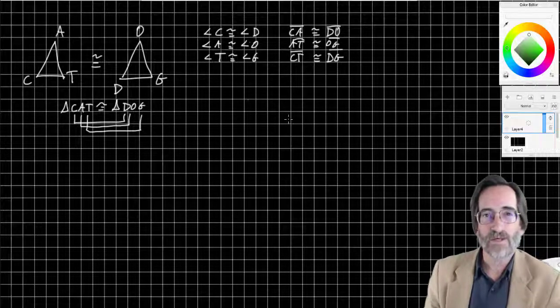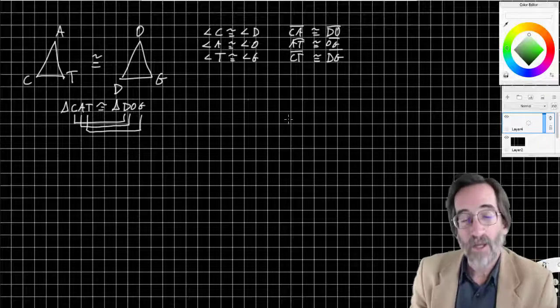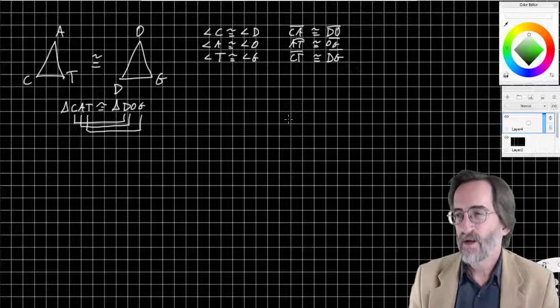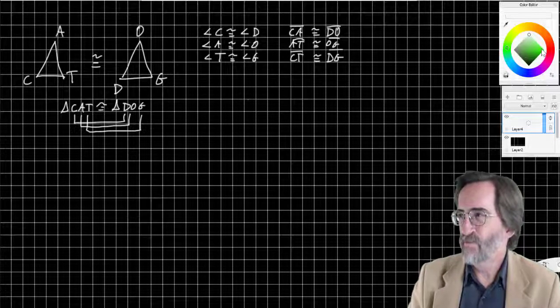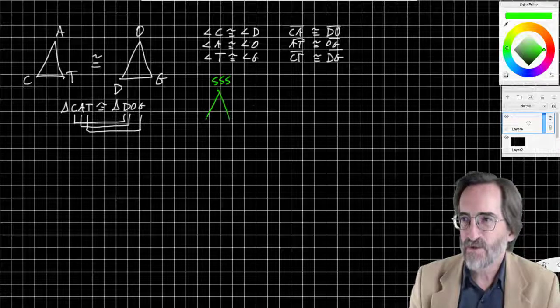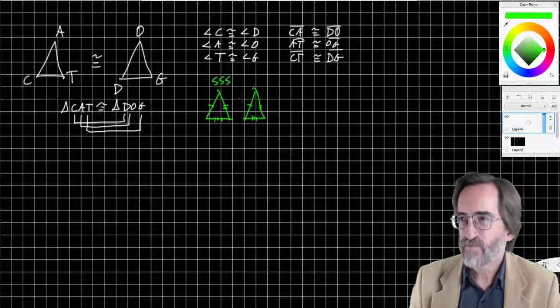And again, the question comes up, well, that's a lot to have to prove triangles congruent. Is there a shorter way? And as we saw in the last video, there is. We talked about side, side, side. If two triangles have three sets of congruent sides, then the triangles are congruent.